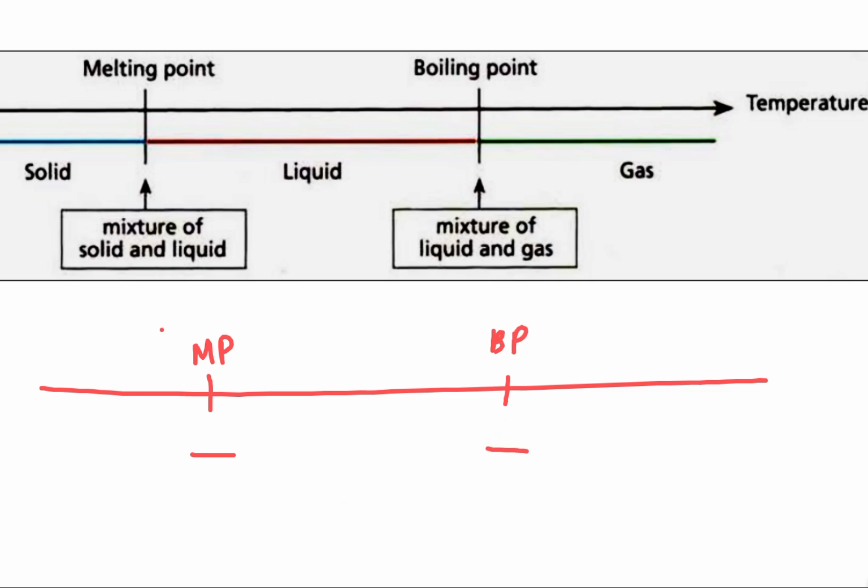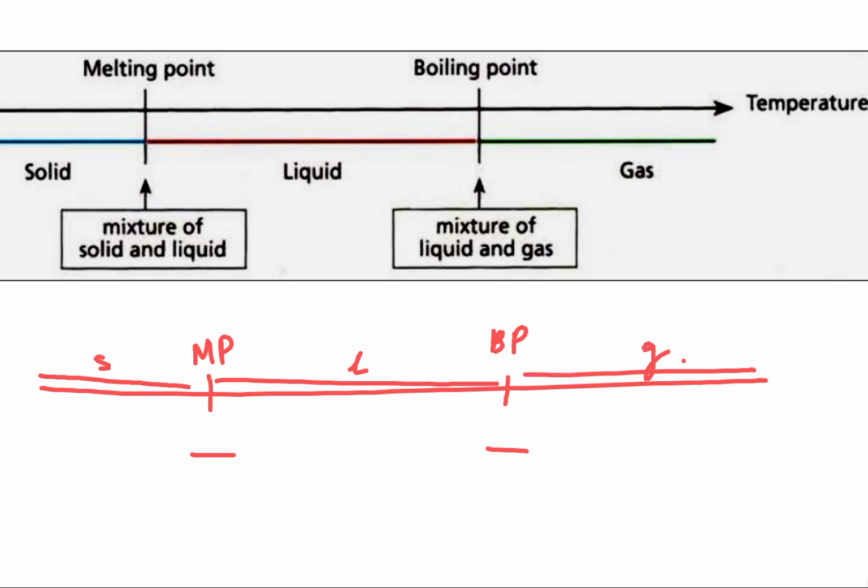And we know melting point means this is the point at which the solid becomes liquid, and boiling point is the temperature at which the liquid becomes gas. So the state of matter that we'll get before the melting point would be solid only, and in between melting point and boiling point, it would be liquid only. And after the boiling point, it would be gas only.